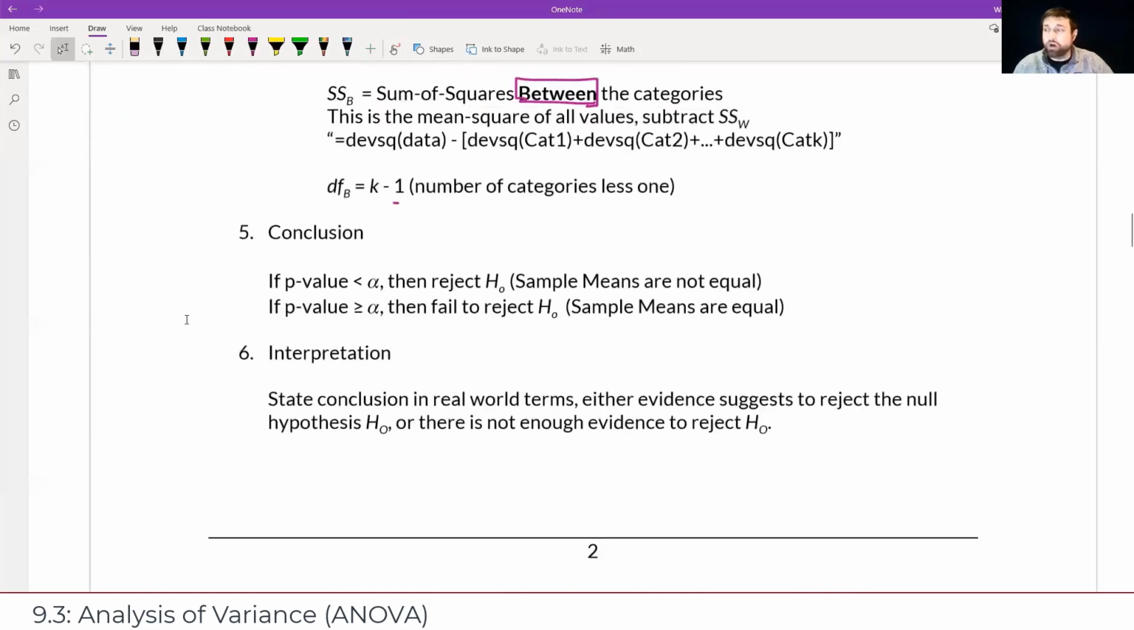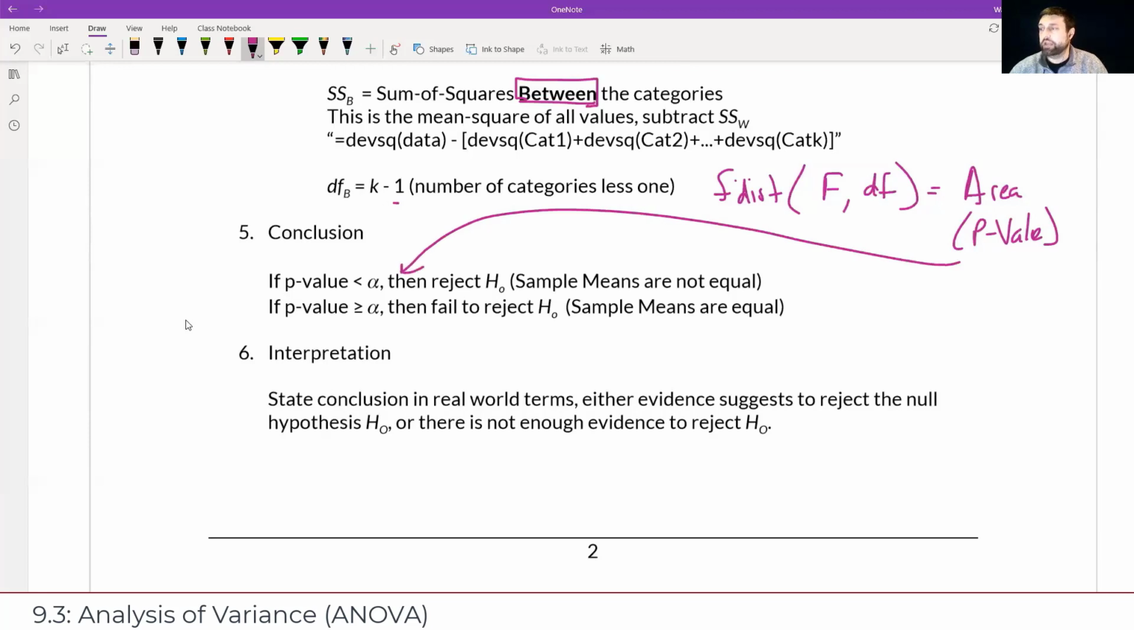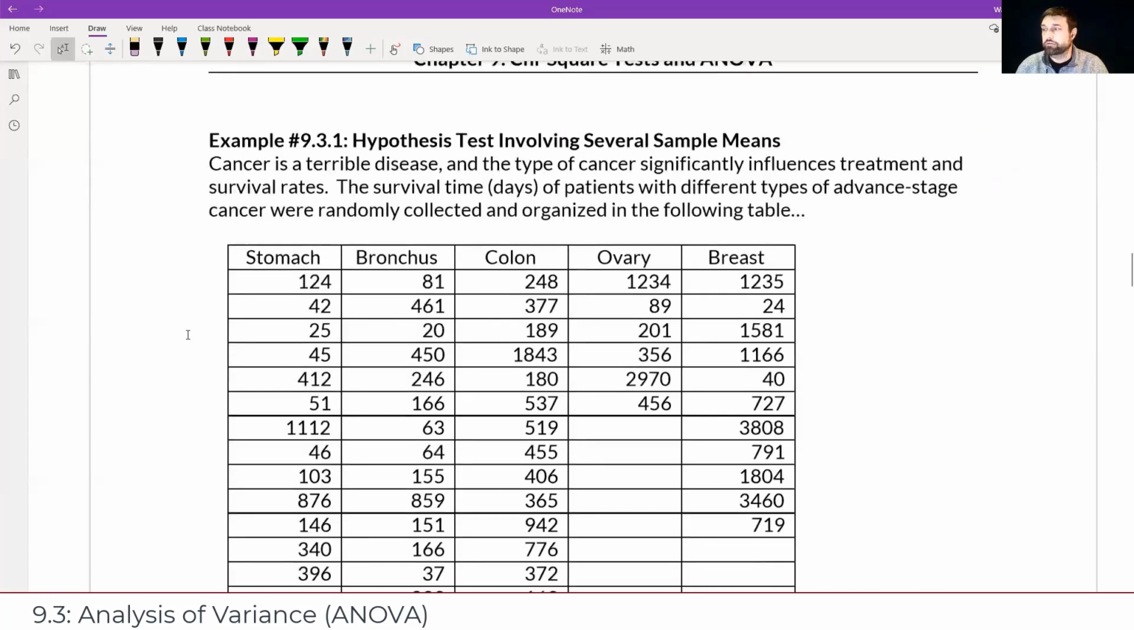So after you do all of this, it is going to do something called FDist, and it's going to take that F and your degrees of freedom, and it's going to give you an area. This is a p-value, okay? You take that p-value and compare it to alpha, and you either reject or fail to reject the null hypothesis. And then you do your interpretation, okay? So here, got that, right? That was easy, right? No, it wasn't easy. The mathematics is very complicated.